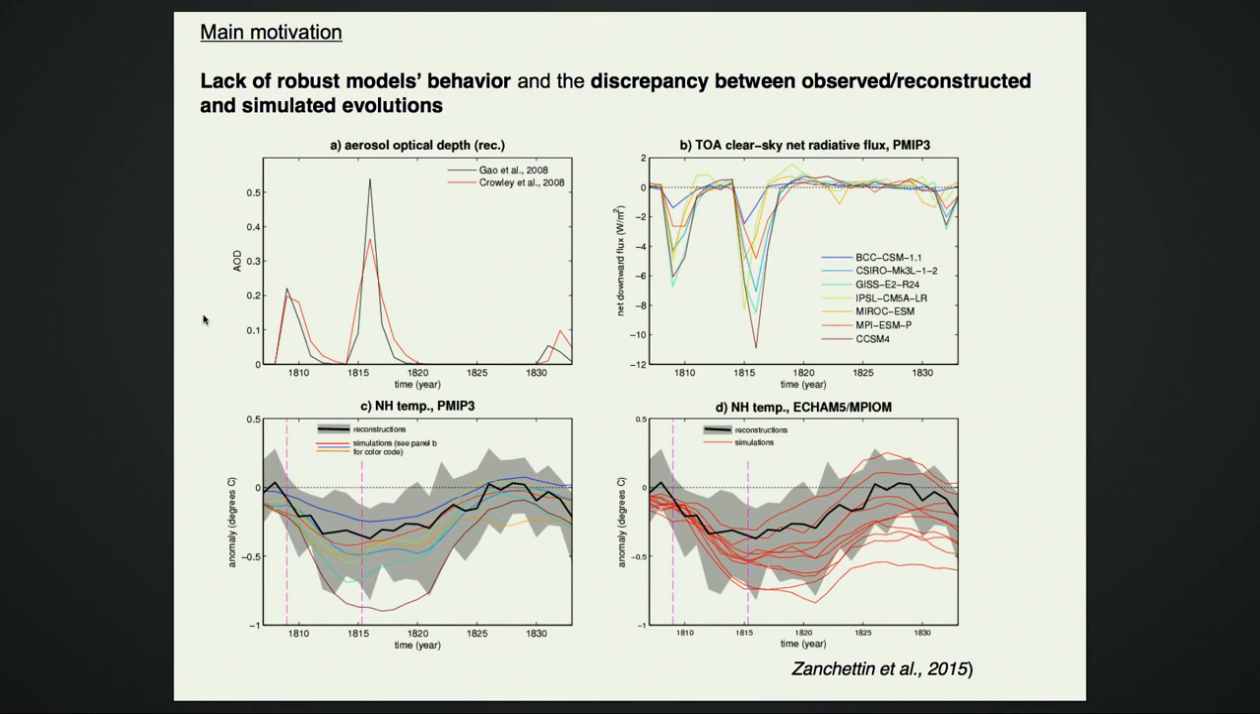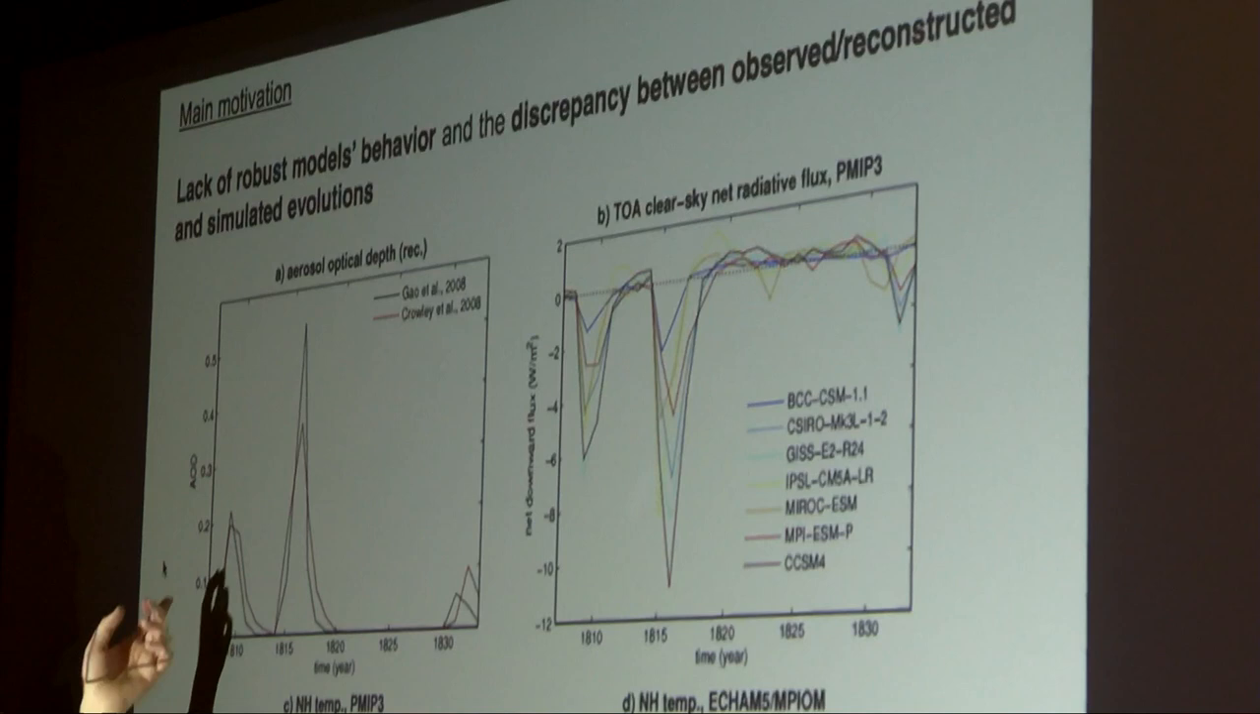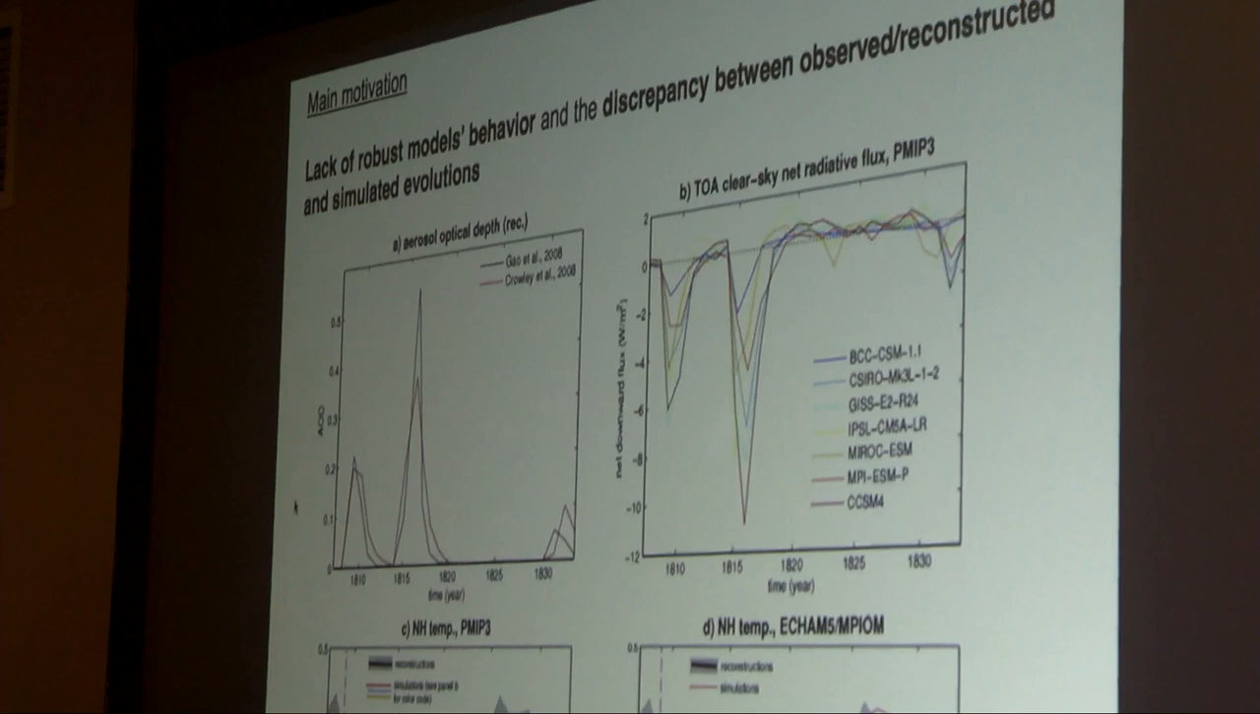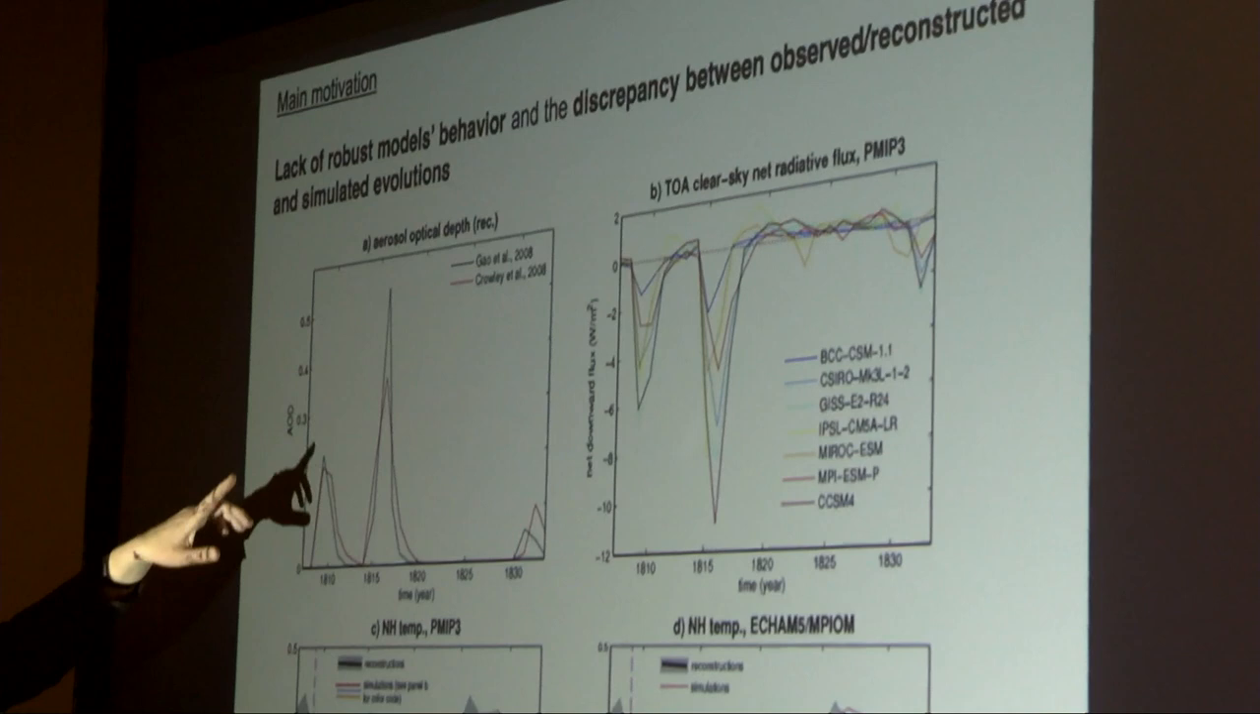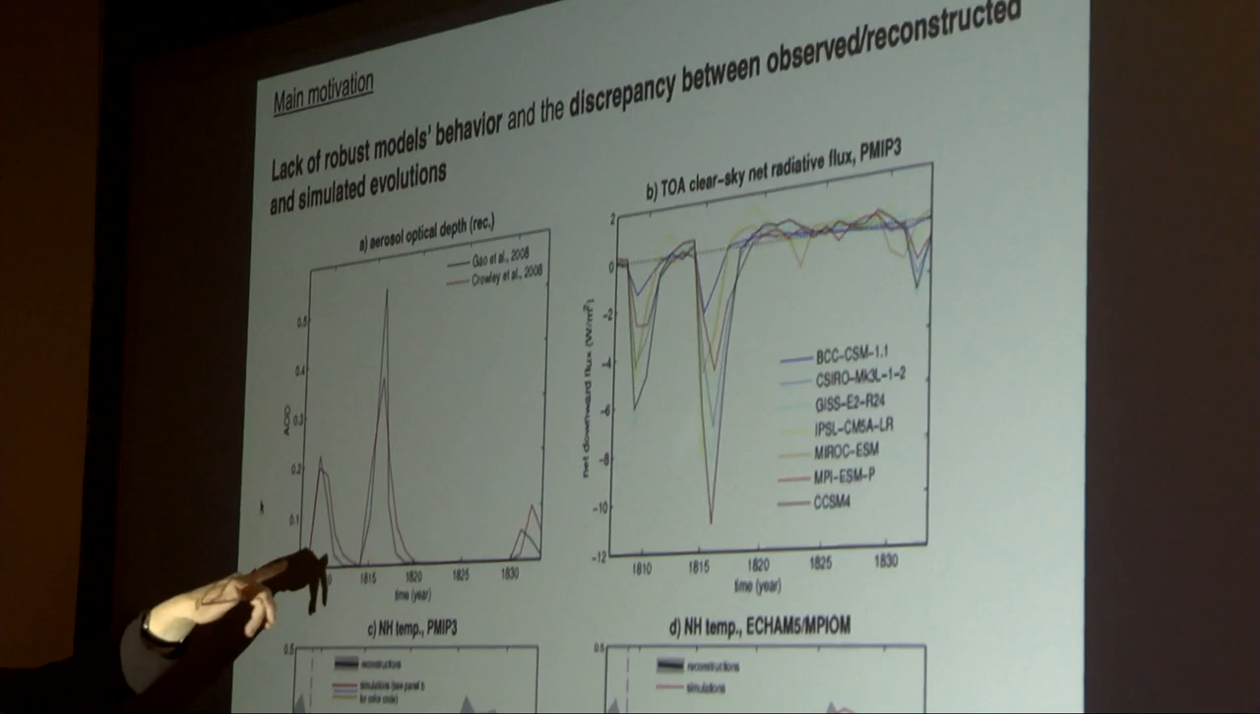Here is an example from PMIP, from simulations for Tambora. Here you see the optical forcing data sets which were mostly used. One is from Gao et al. and one from Tom Crowley. You see that there are some uncertainties in the peak AOD loading for the Tambora eruption, but also for the 1809 one. So we see there is already a difference in the forcing.